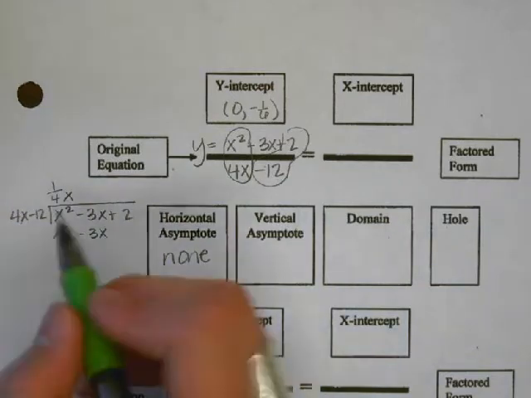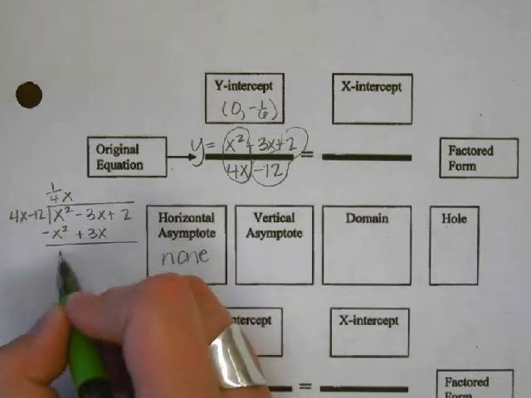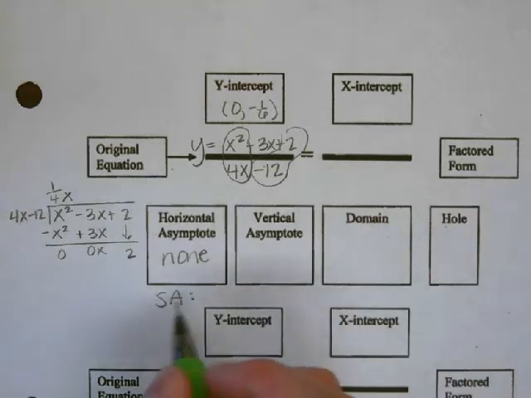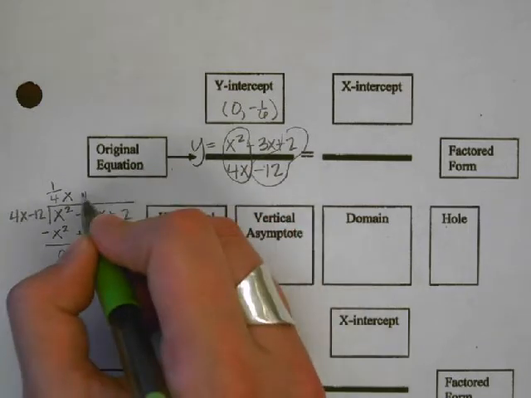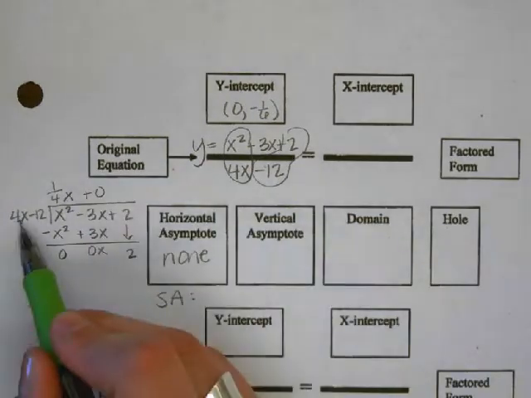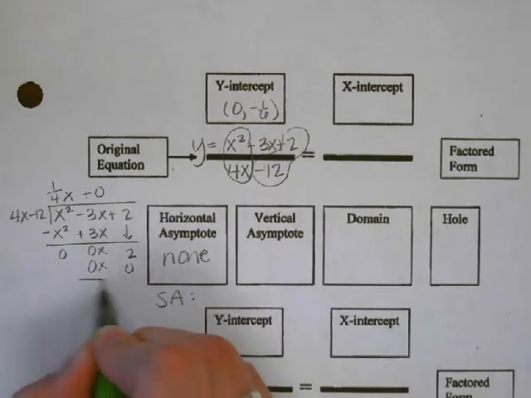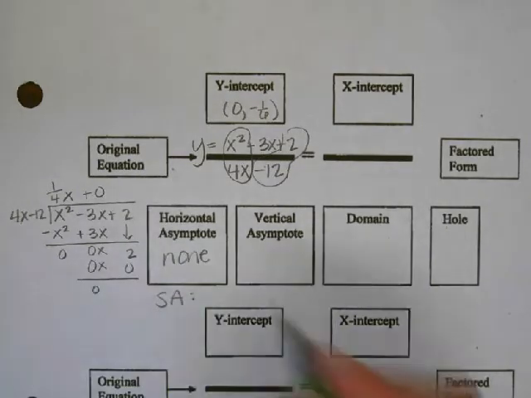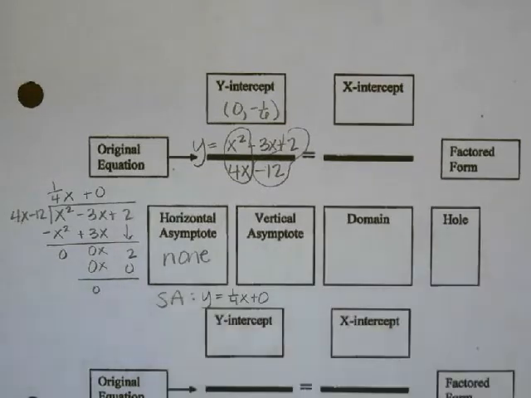And then I'm going to draw my line and change my signs. So I get 0, 0x, and 2. Then if I have a 4x and I want to get to a 0x, I'm going to multiply 4x times 0, and 4x times 0 is 0x. 0 times negative 12 is 0, and I still have 0. So that means I'm done with my slant asymptote. The slant asymptote is y equals 1/4 x plus 0. You can leave off the plus 0 if you want. It doesn't actually need to be there.